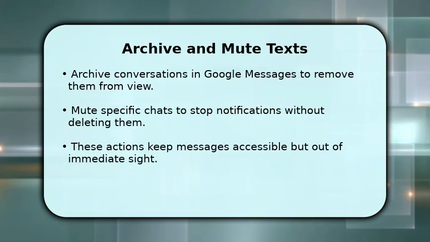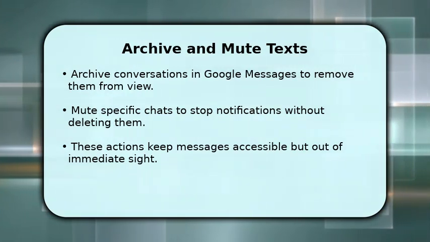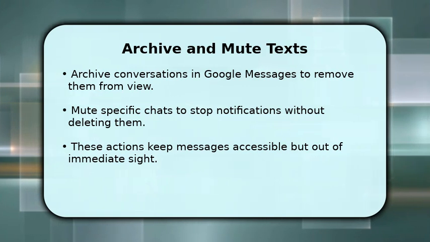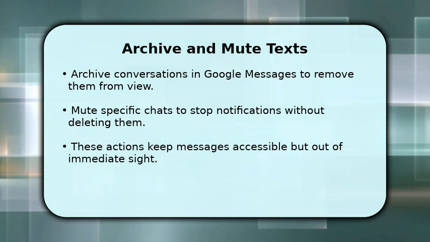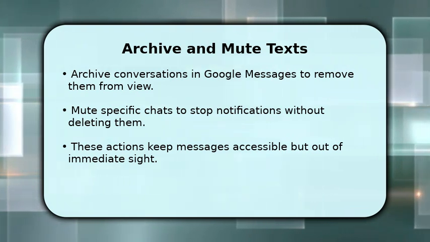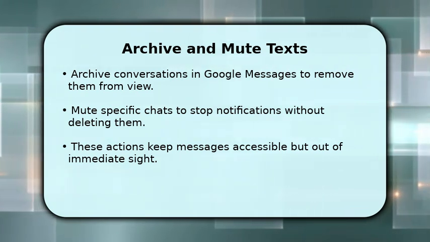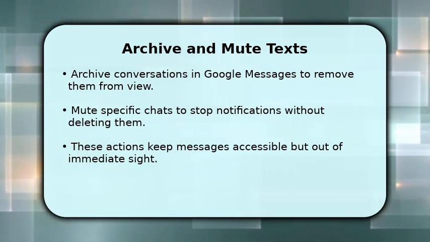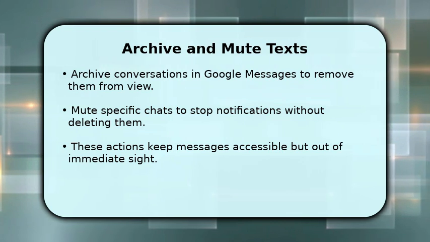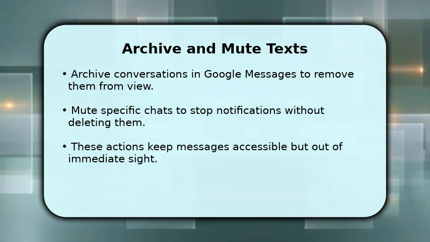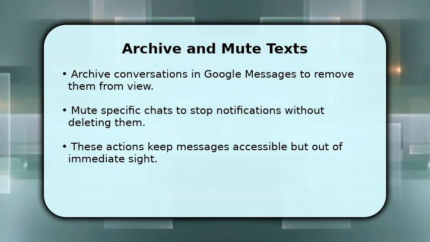One simple way to hide messages is by using the archive feature in Google Messages. Just long press a conversation and tap the archive icon. This moves the chat out of your main inbox. You can also mute conversations to prevent notifications from appearing, keeping your screen clear. Both methods ensure your messages are still there, just not immediately visible.